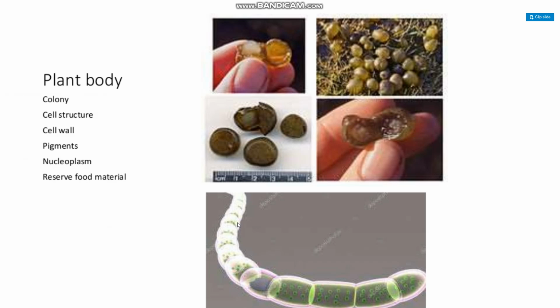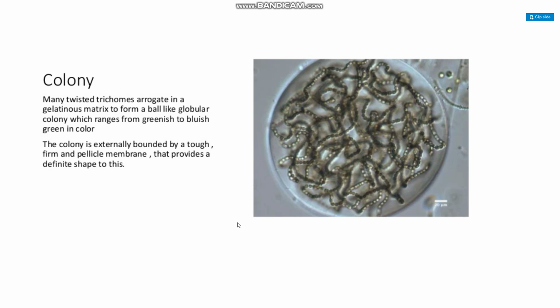Plant body. They are found in the form of a colony. The topics are cell structure, cell wall, pigments, nucleoplasm, and reserved food material. I'll discuss this. First, the colony.